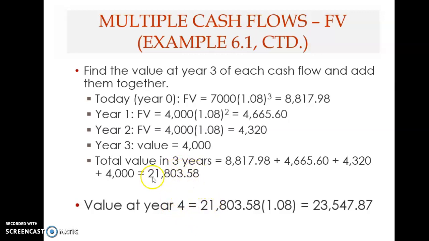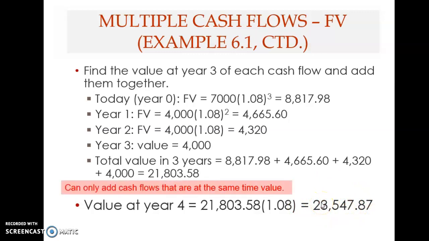So this $21,803.58 you multiply with 1 plus 8%. You compound only for 1 year, from year 3 to year 4, 1 year. Therefore, the value is $23,547.87. There should be a dollar sign here. The dollar sign is not being shown. So that's the answer. That's how you solve that.